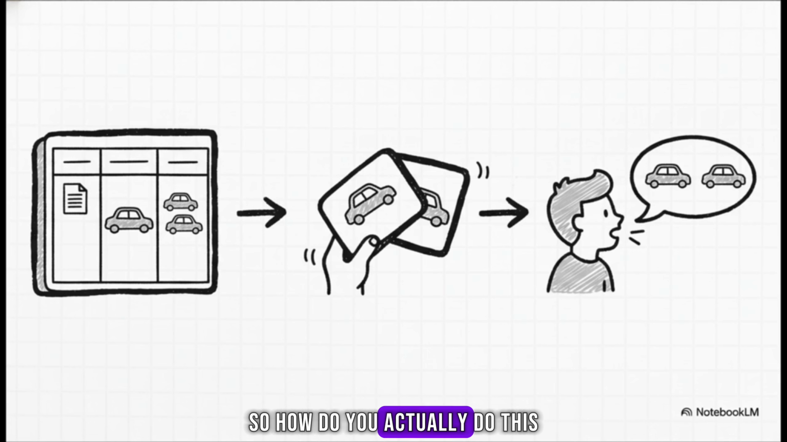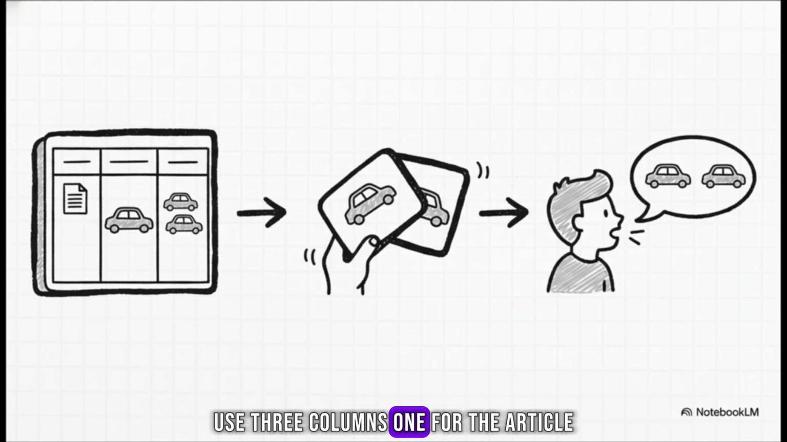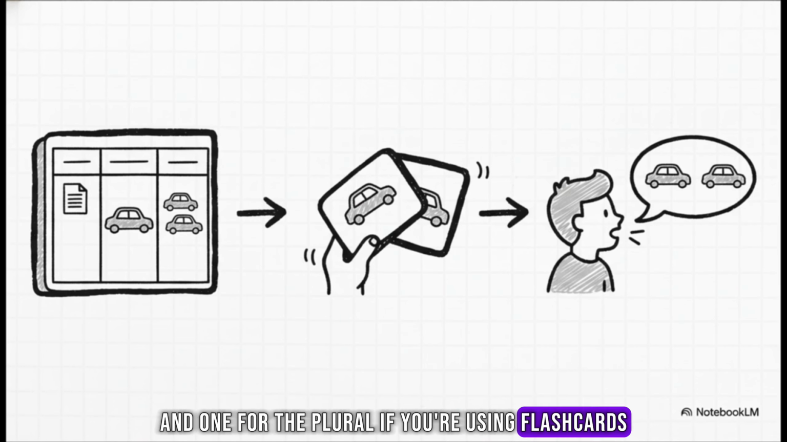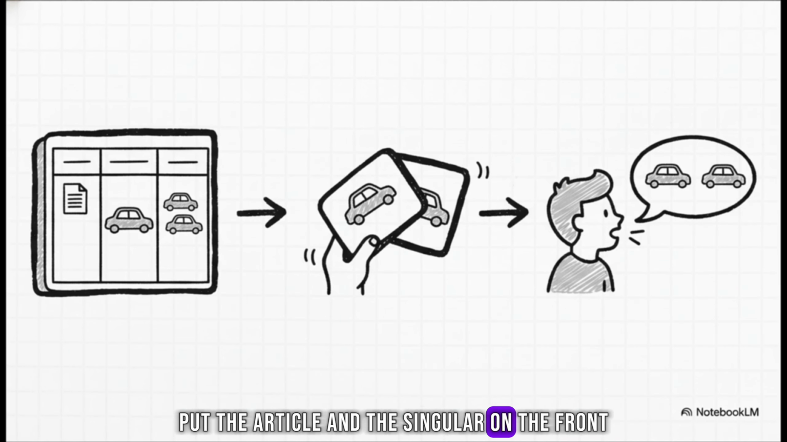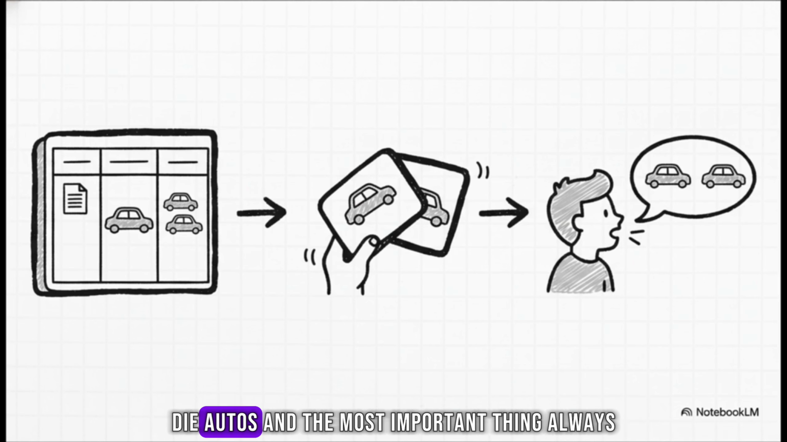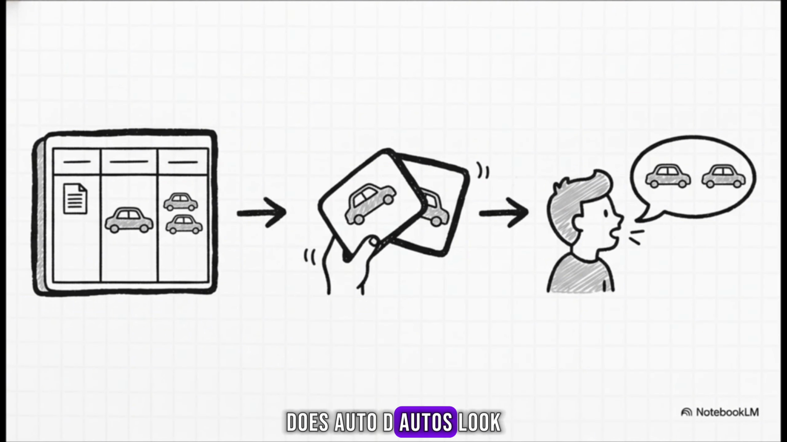So how do you actually do this? Well, when you write down your new vocabulary, use 3 columns. One for the article, one for the singular word, and one for the plural. If you're using flashcards, put the article and the singular on the front, like das Auto, and then put the plural on the back, die Autos. And the most important thing, always say the full phrase out loud, das Auto, die Autos.